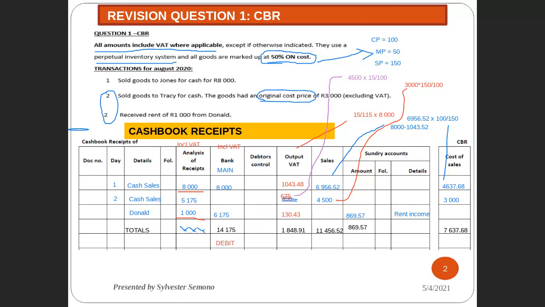Who can tell me, what must I put under debtors? What must I put under output? What must I put under sales? Remember, I gave you the technique. What must I put under amount? Will I still put debit or credit? I don't know. Who can tell me? What must I put under the other columns up to the amount column here? Please help me.